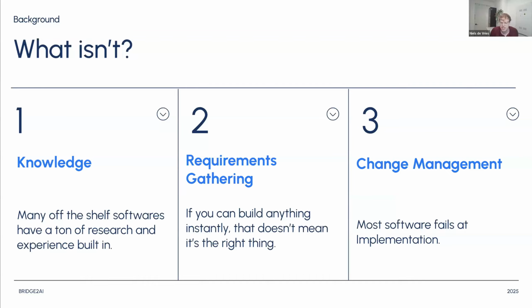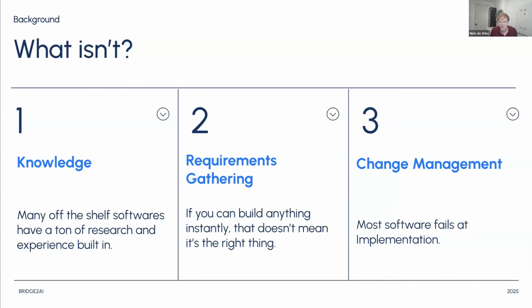Requirements gathering hasn't changed, even though we can build software faster than ever before. If you can build anything instantly, you can also build the wrong thing instantly. And you can build something that is essentially a tower of cards, that can blow over really easily, that doesn't actually run a real process, that isn't actually useful. So requirements gathering, making sure you're building the right thing, hasn't changed.